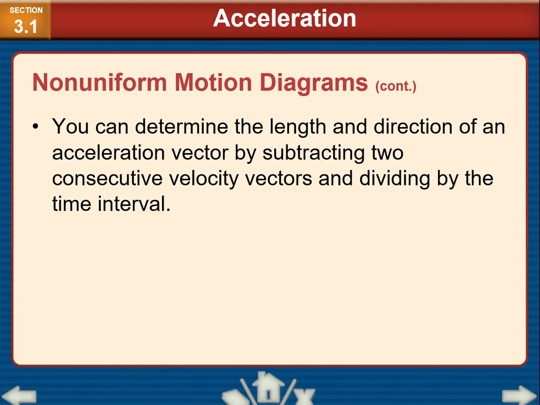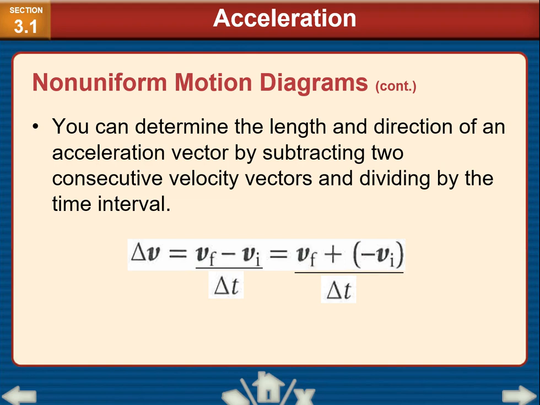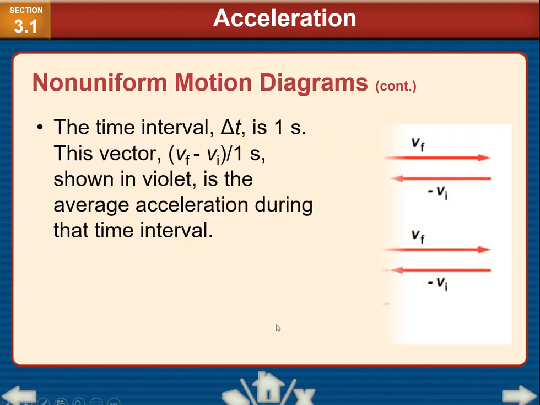All right, so again, you can determine the length of an acceleration vector by subtracting the two consecutive velocity vectors and dividing it by the time. Okay, it looks like this. Change in velocity, which is acceleration, is v final minus v initial over time. So acceleration is change in velocity over time. In this case, our time interval was 1 second from here to here. So the average acceleration over the time interval is this a.